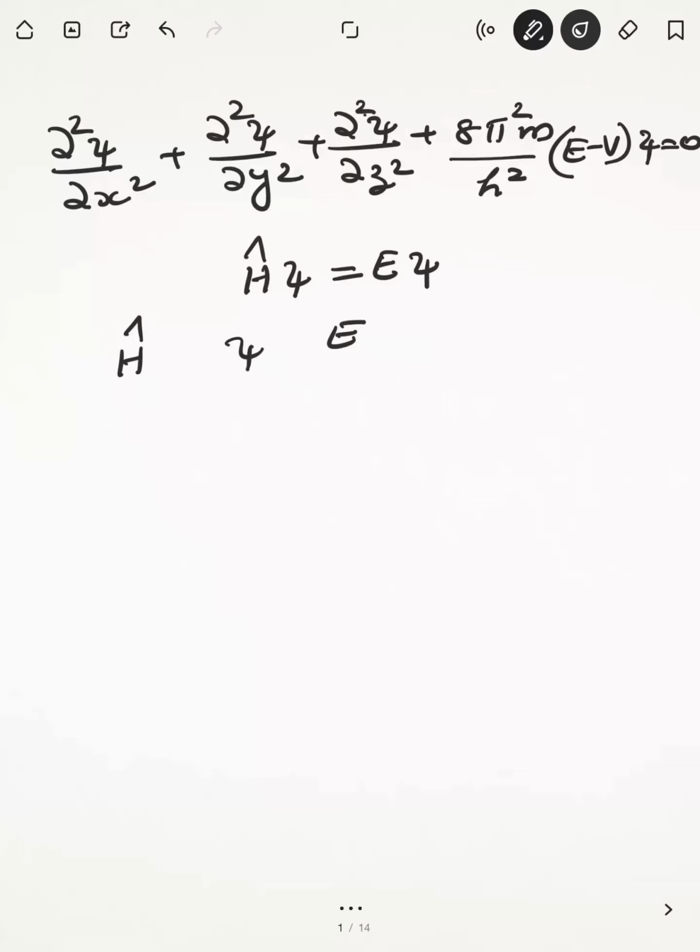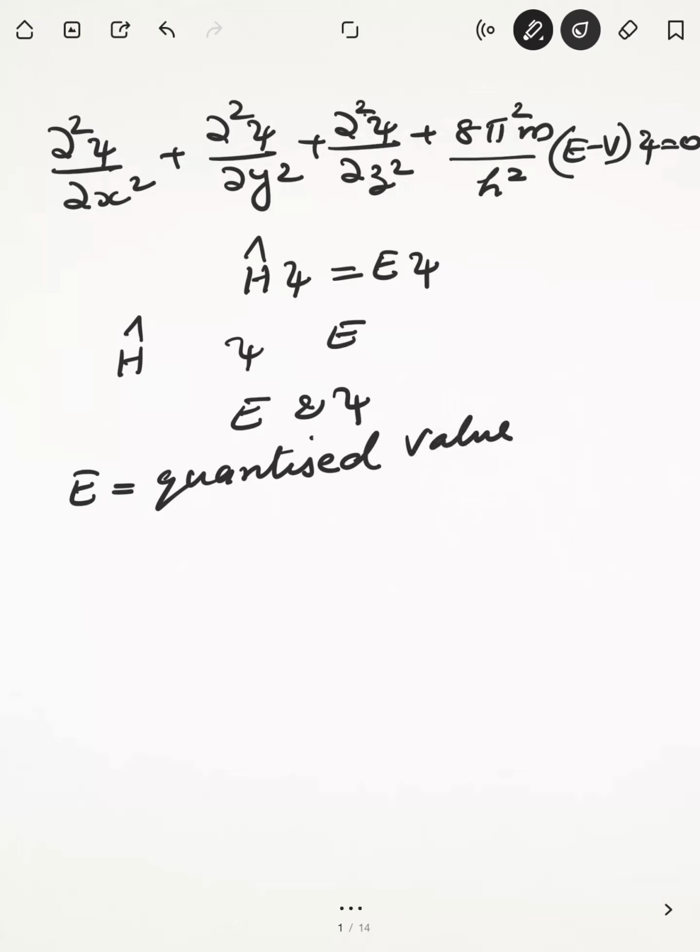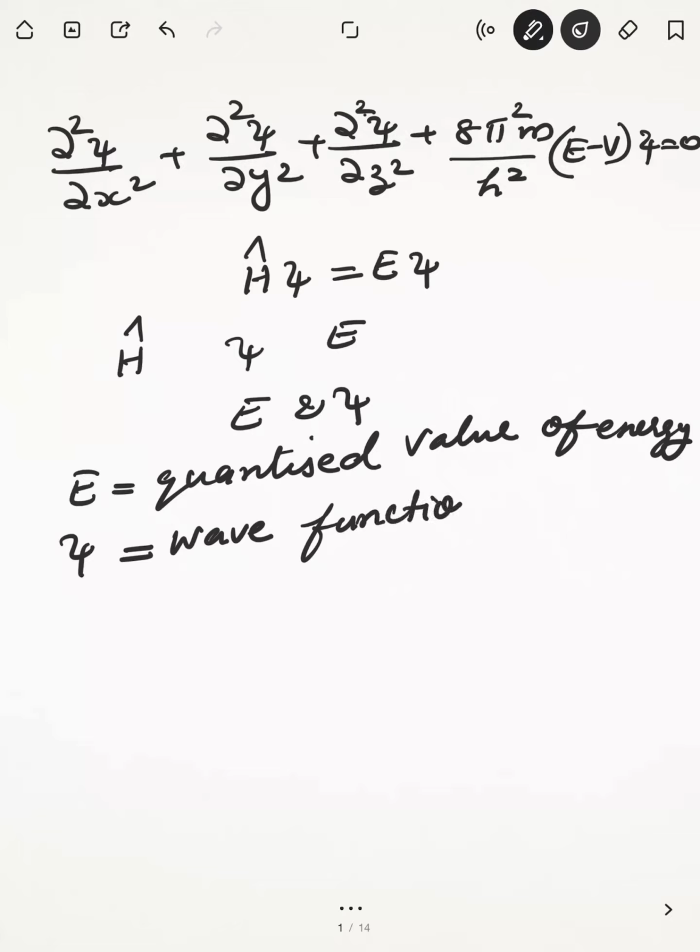When we solve this equation, the solutions of this equation give the values of E and psi. E is the quantized value of energy, while psi is the wave function for electron.